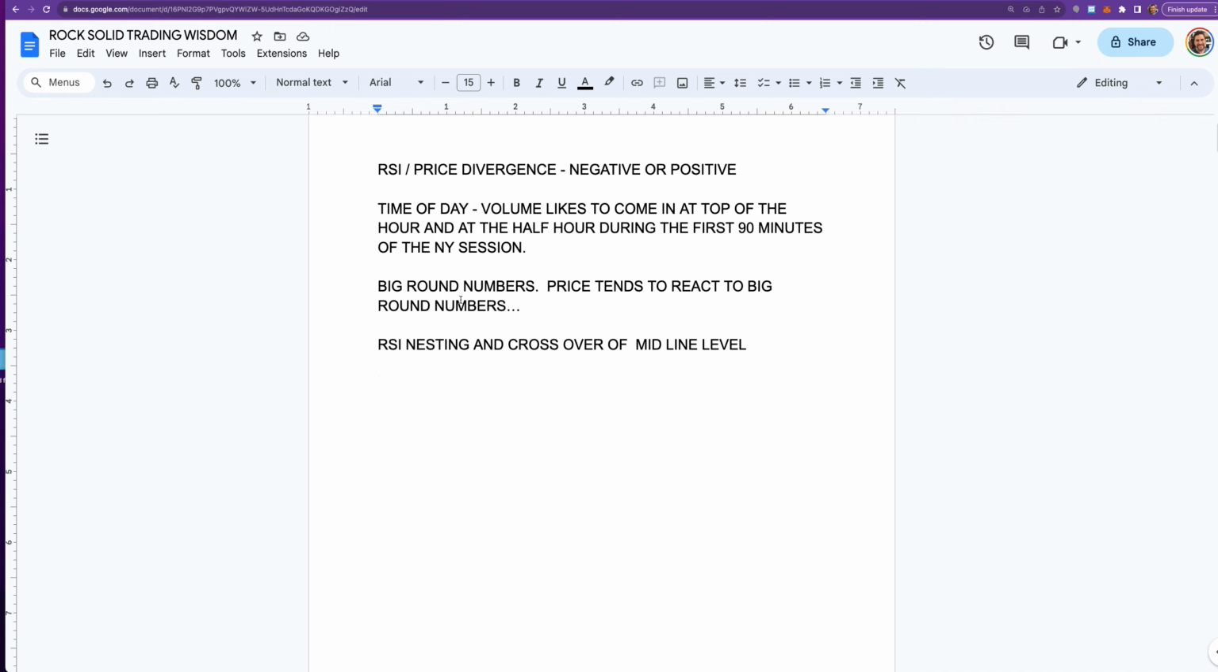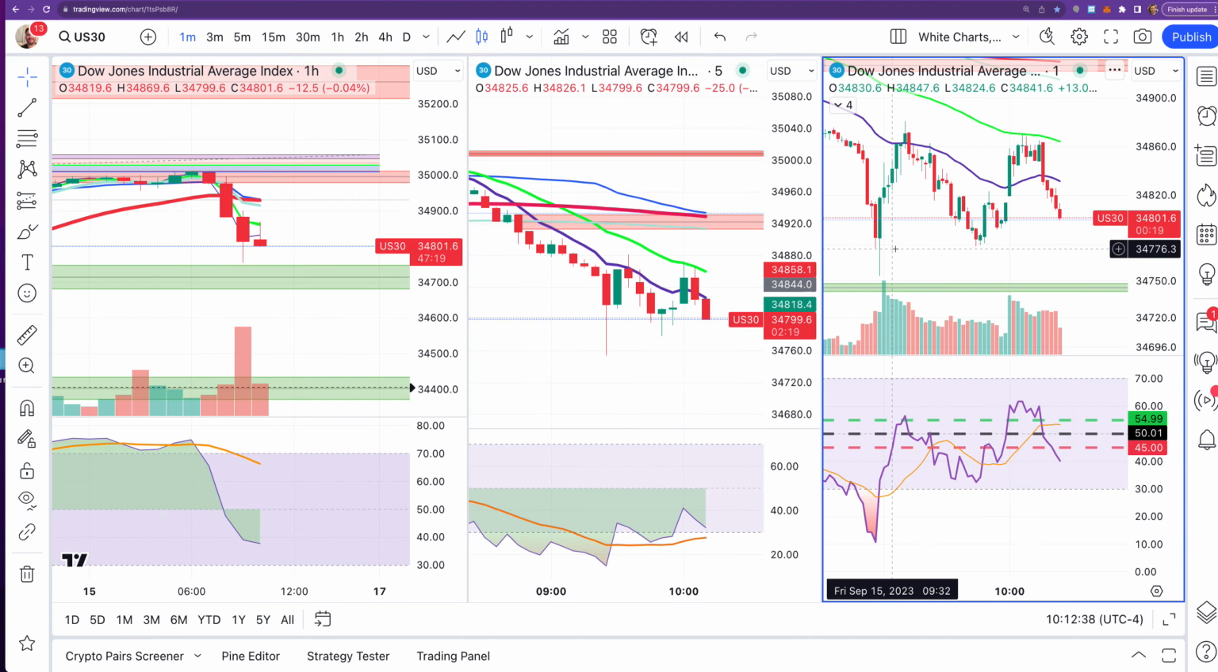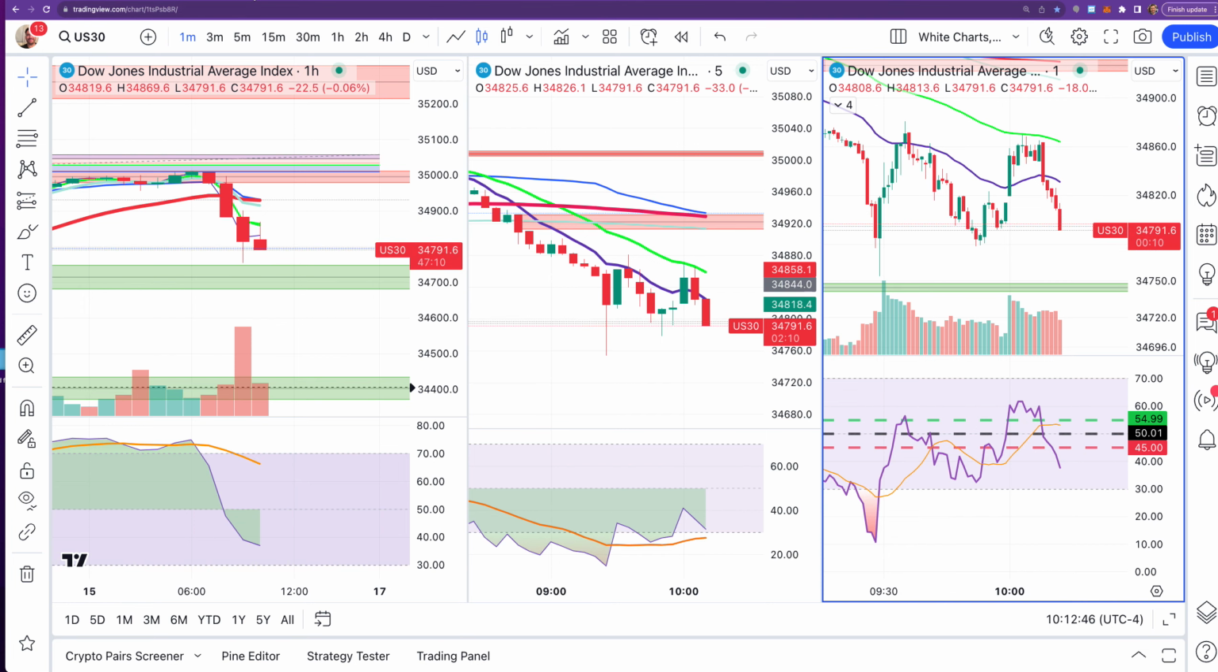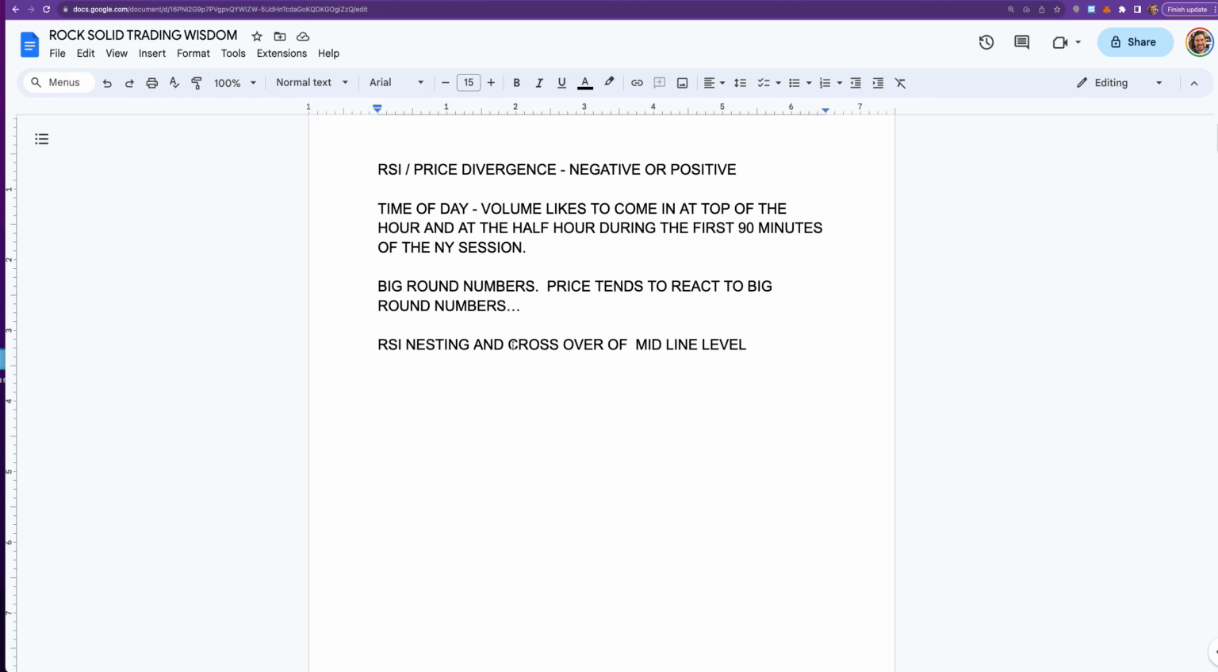So we're looking to use time of day to our advantage, as volume comes in at that time of day. Big round numbers: price tends to react to big round numbers, obviously, right? We're right here at 34,800. This is the level that we were at, 34,800, a big round number, okay? And then the last thing on the list is RSI nesting and crossover of the midline. And I'll show you what I mean by that.